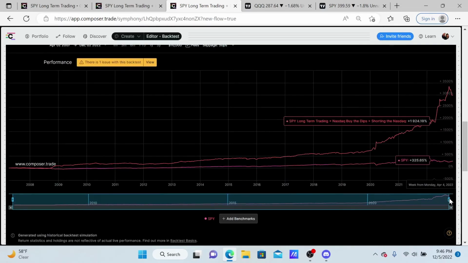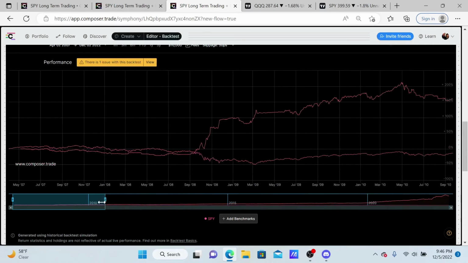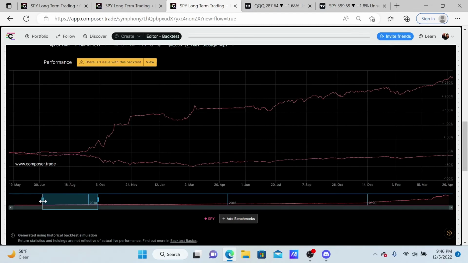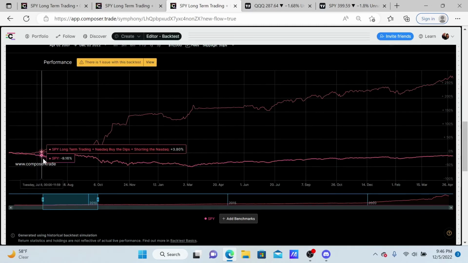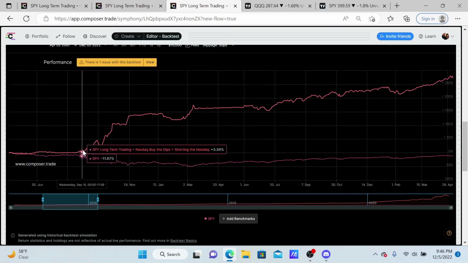So if we go here, you can see it play out in the 2008 crash, and actually again in 2022. So you can see the strategy start to move upward once the hard recession really starts to take a foothold in October of 2008.